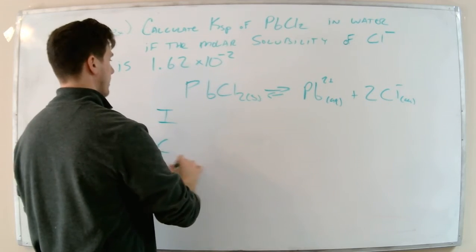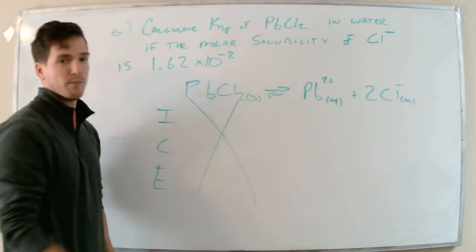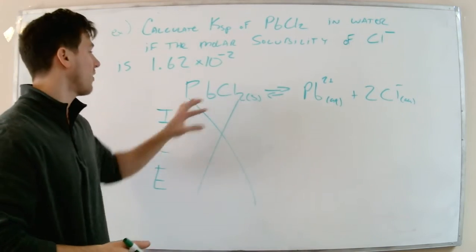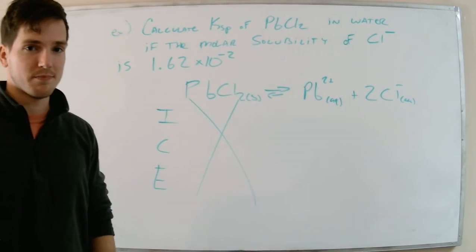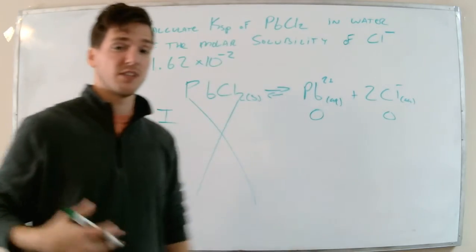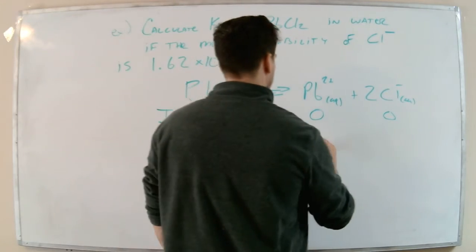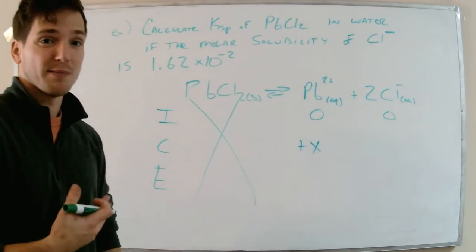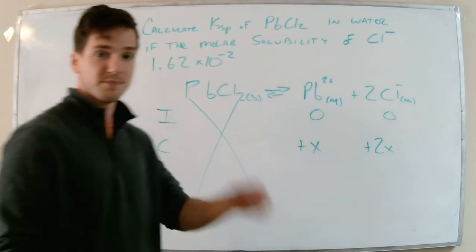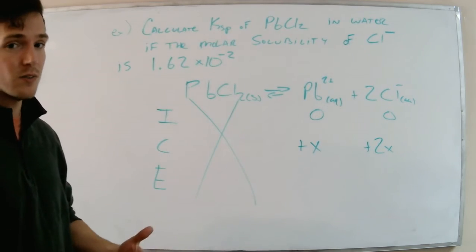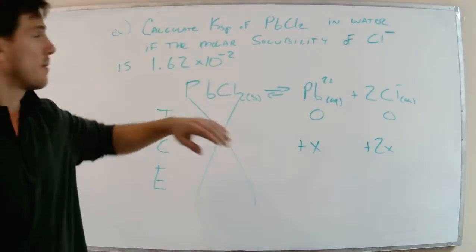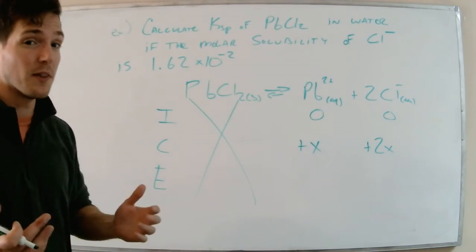ICE table time. Remember, solids don't matter in terms of ICE tables or equilibrium, so just forget about it. We don't care about him. All he tells us is what our ions are going to be. Initial, nothing, right? We haven't dissolved it yet. We haven't put it in water. This guy is plus x, and now we're getting back to something that we haven't talked about since equilibrium. This is going to be plus 2x because there's a 2 in front here. And now, molar solubility. Remember, we don't have any equilibrium concentrations unless they tell us. Remember that molar solubility is just the equilibrium concentration.